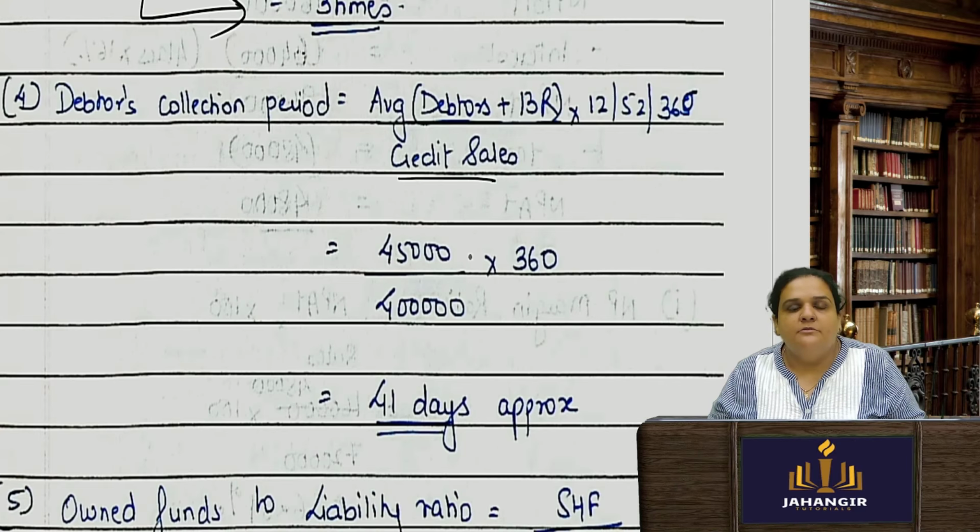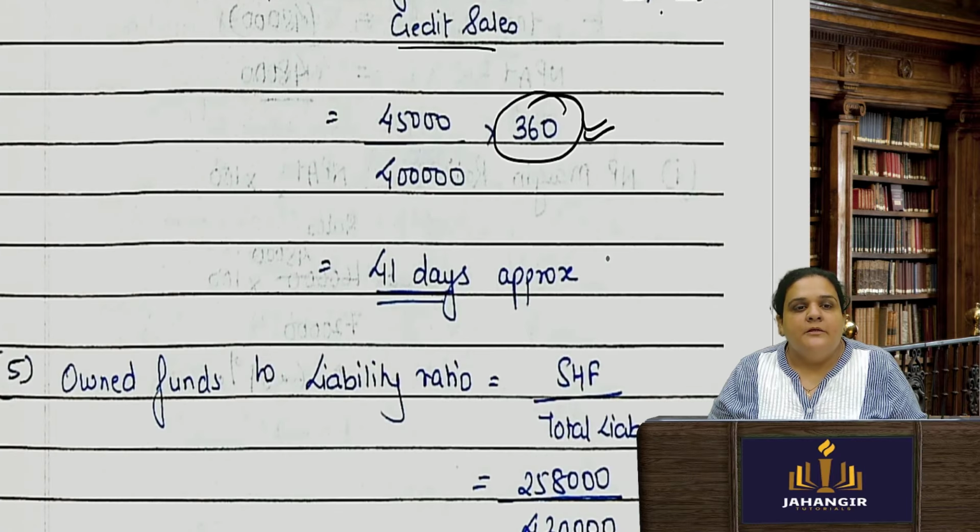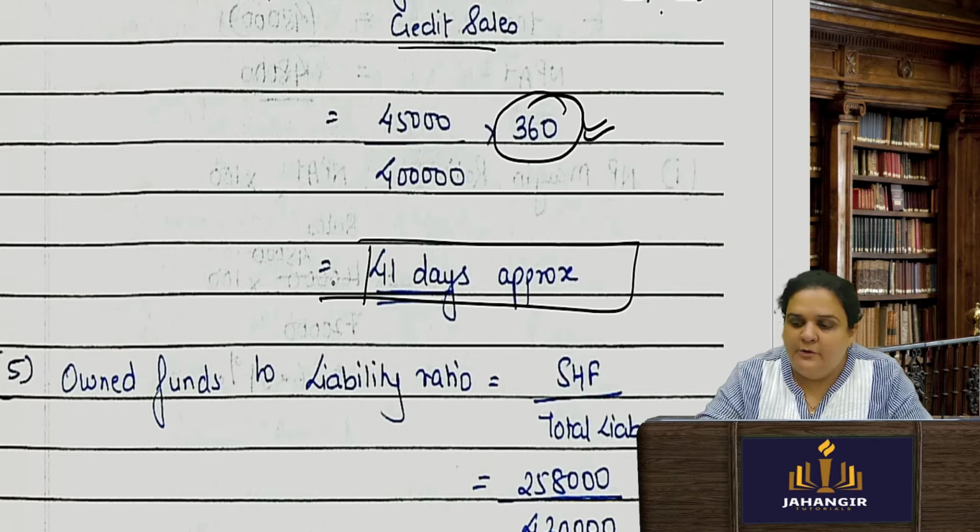So 45,000 upon 4 lakhs into, I told you can take 12, 52, 365 depending on what is given in the question. They have told me to take 360. So I will take 360. Debtors collection period will be 41 days approximately. You will get it in point, but you will have to write approximate.